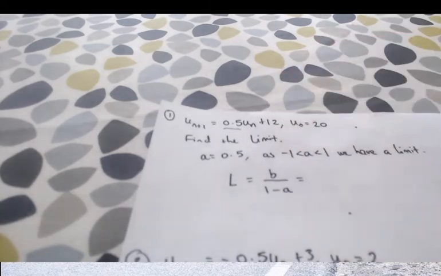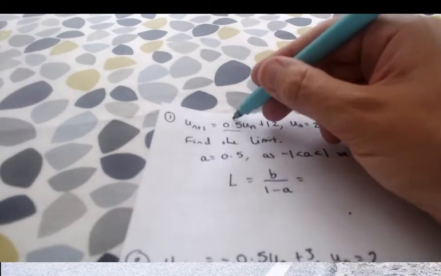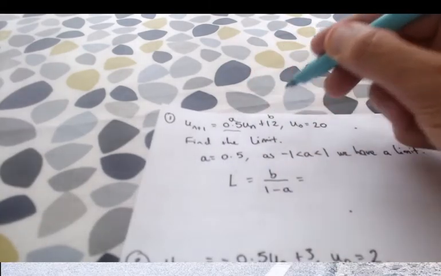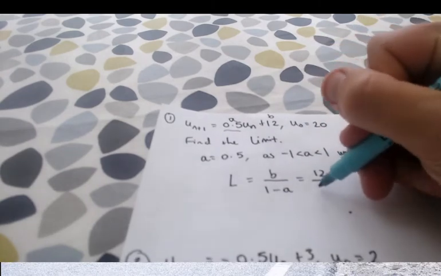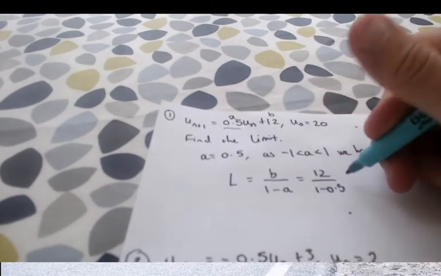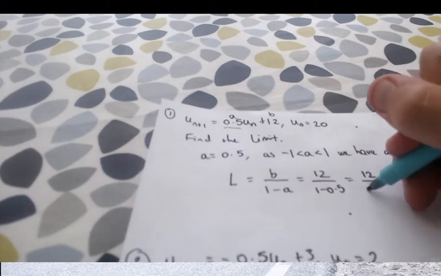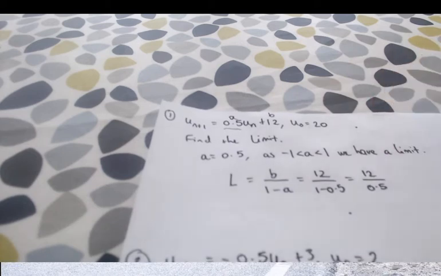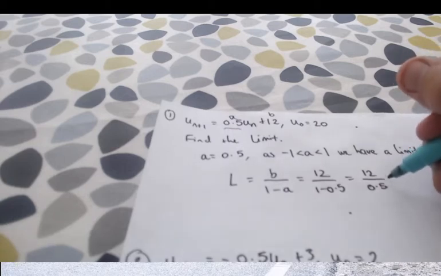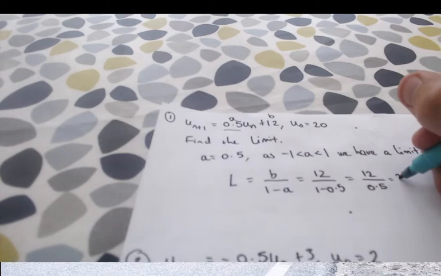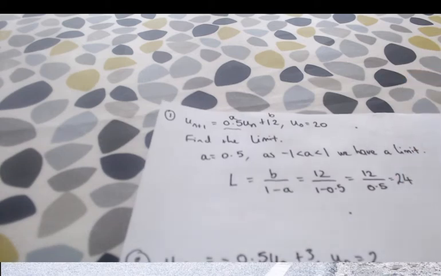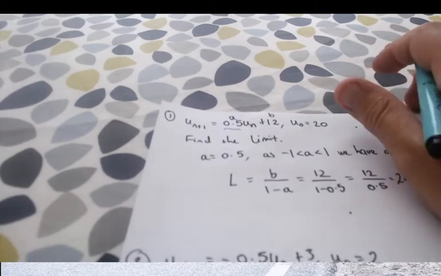So, it's B over 1 minus A. So, remember up here, that's your A, that's your B. So, it's 12 over 1 minus 0.5, which is 12 over 0.5. And if you're feeling a wee bit sad, I'll let you use a calculator. Some people might know that dividing by a half is the same as multiplying by 2. The limit of that recurrence relation is 24. So if you keep pressing equals, you get 24 as your answer.